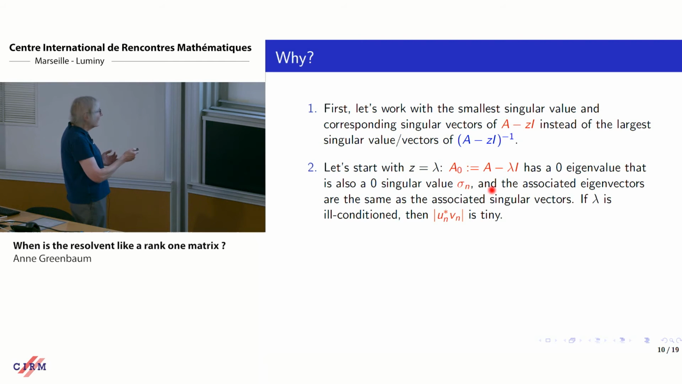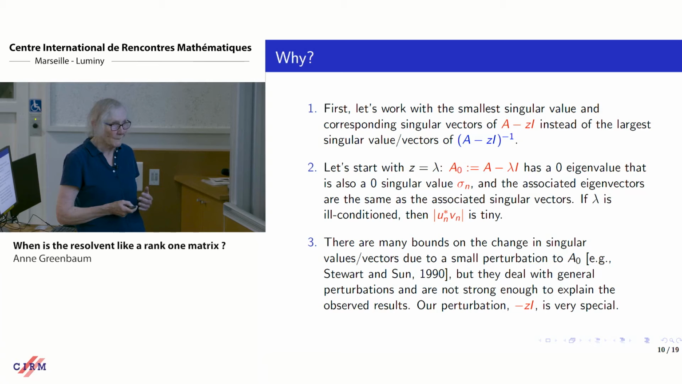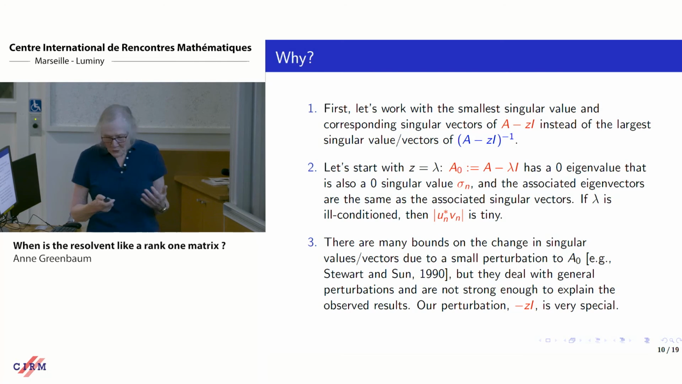And the associated eigenvectors, if lambda is ill-conditioned, they're almost orthogonal to each other. And the associated singular vectors are the same as the eigenvectors. So we start at a place where A has a 0 singular value, and the A minus lambda I has a 0 singular value. And the corresponding left and right singular vectors are orthogonal, or almost orthogonal to each other. And then we're going to perturb A. We're going to replace this A0 by A0 minus Zi.